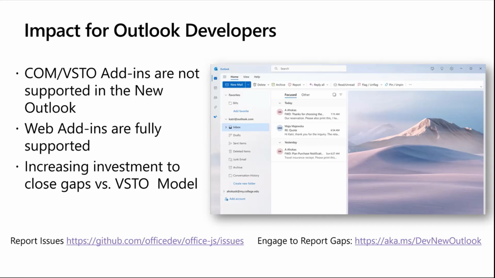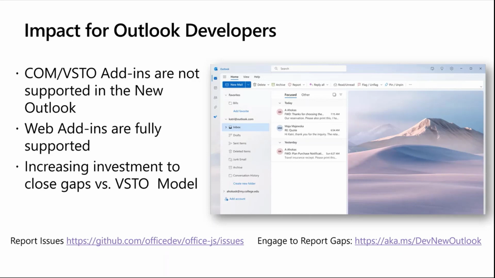So if you have an existing web add-in, the call to action here is to try it. Toggle the new Outlook, make sure that your add-in is working. It should be. But if for whatever reason you find any issue, please go ahead and report it. Here's the link to our GitHub repo so that you can report any issues there.